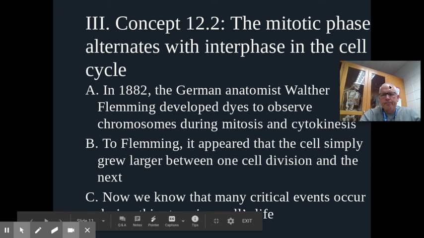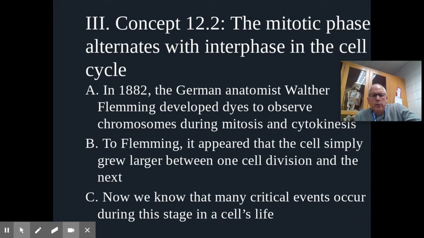And when we look at those events, we know that there's a sequence to them. There's some time to them, and they're always consistent in how they go through that. So we're going to start with interphase.